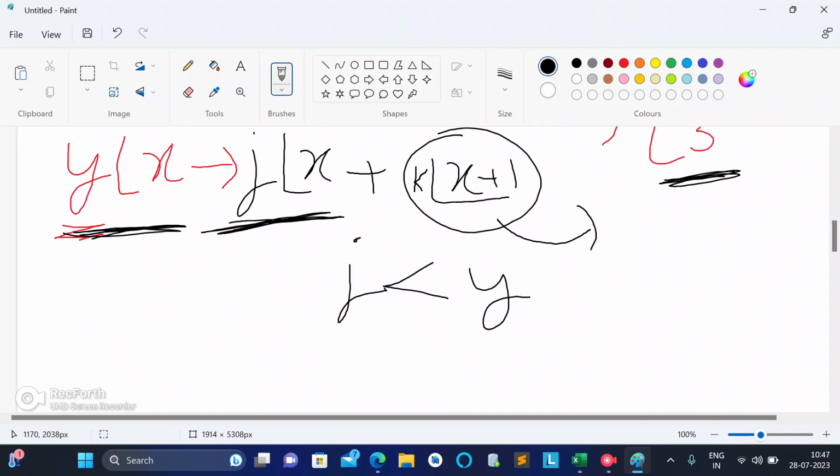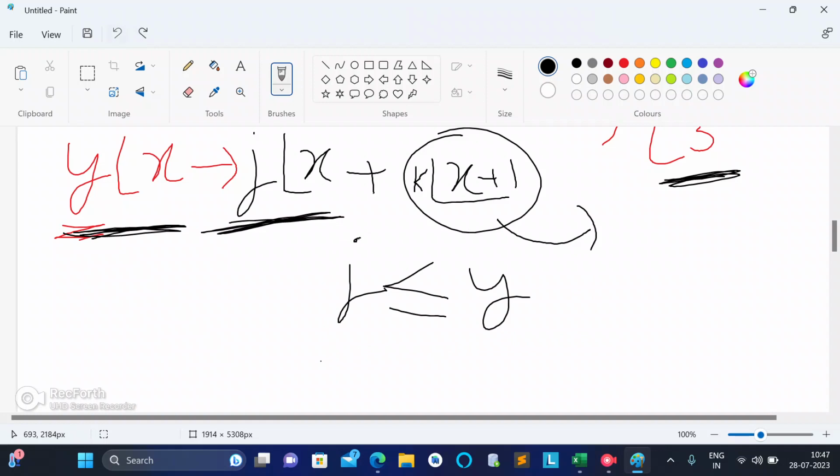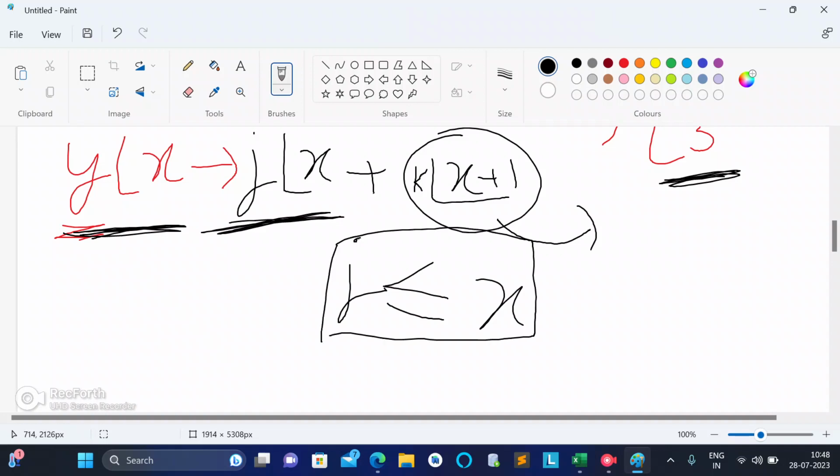So what is the maximum value of j we can get? We can see that j can only be less than or equal to y minus 1, because if j is equal to y, we could convert further. I can say j can be less than or equal to x.